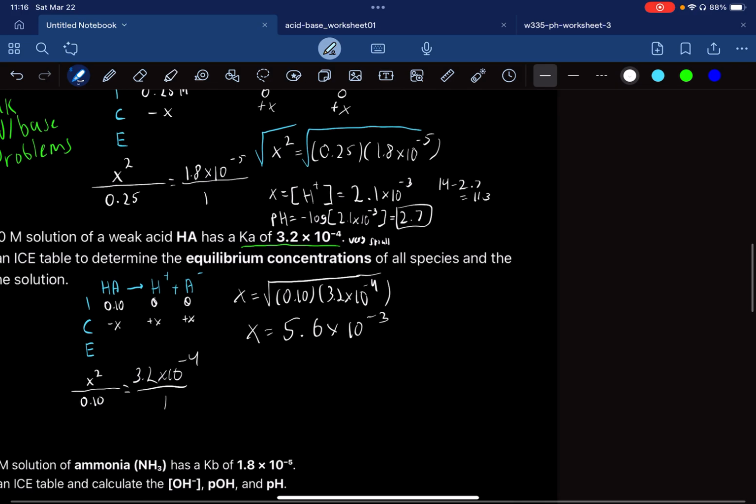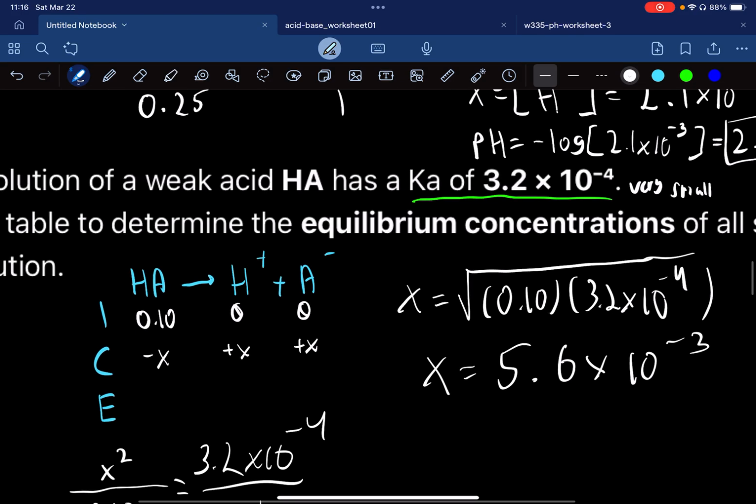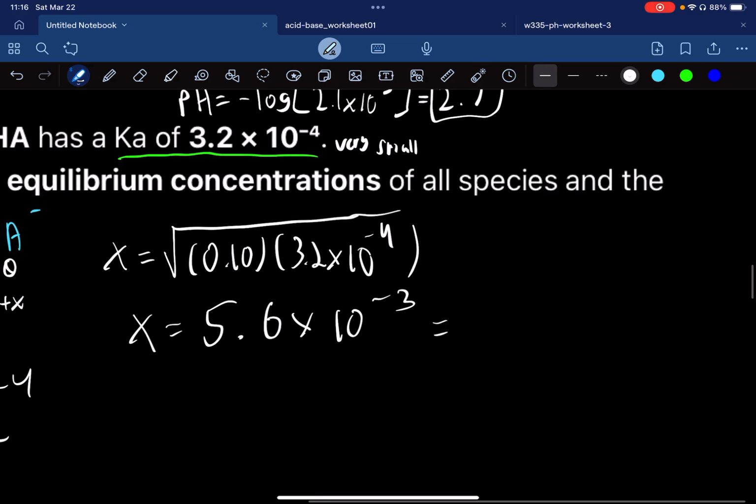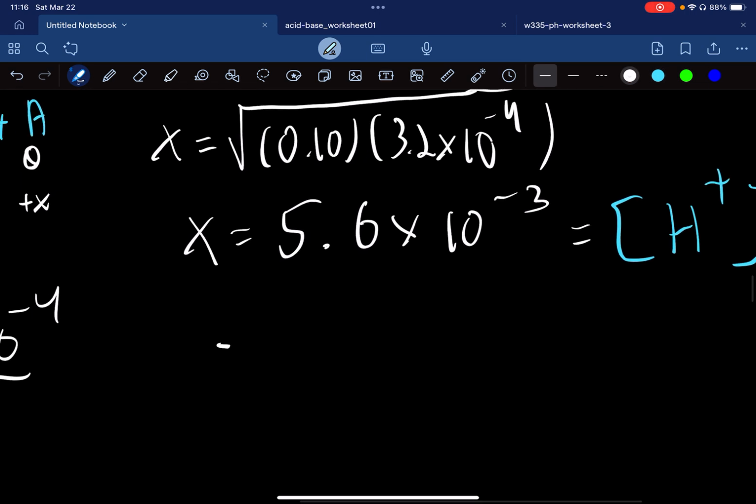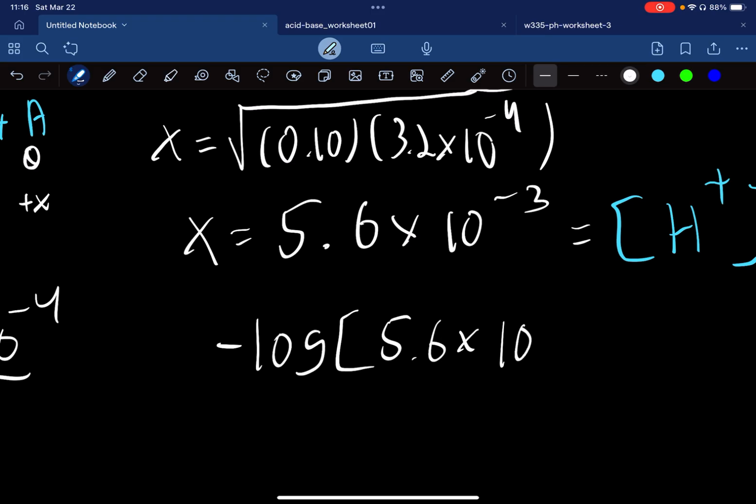This is the concentration of the H plus ion, right? Since we have that, just like the previous question, we could do negative log of x, which is your concentration, to get the pH.